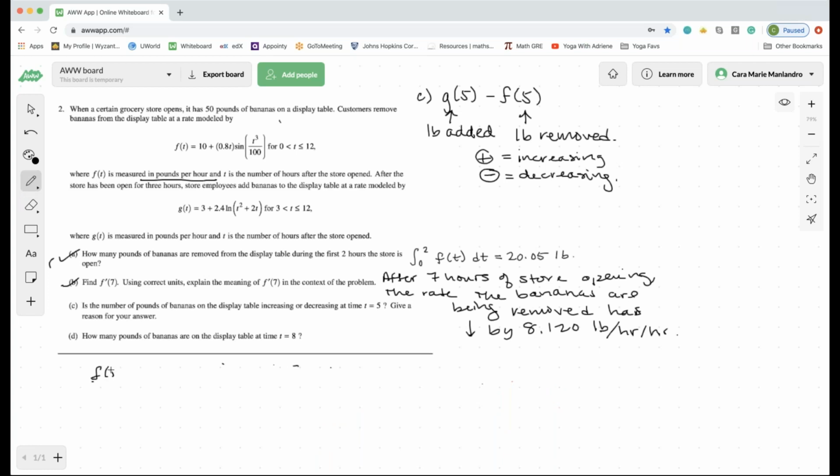All right, so f of 5. They made this one complicated, didn't they? All right, 13.796, and g of 5.